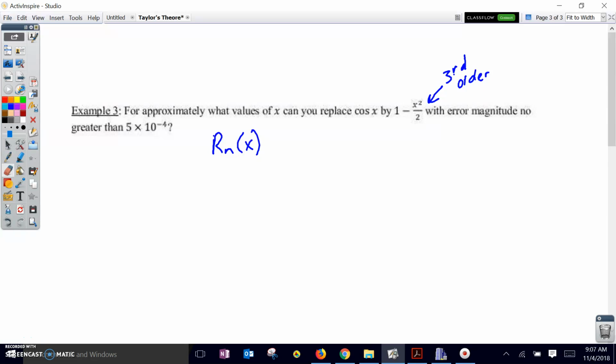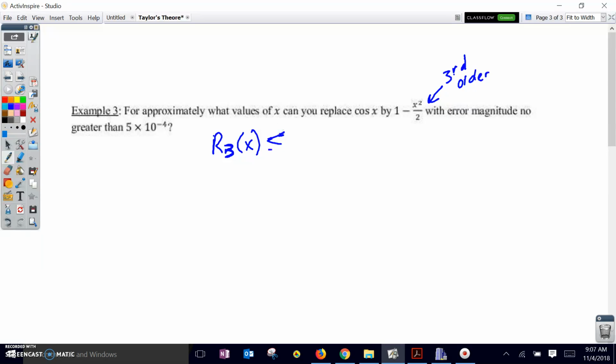Come on. Wakey wakey time. We want the third order remainder. For some reason my eraser wasn't working there. Sorry about that little delay.